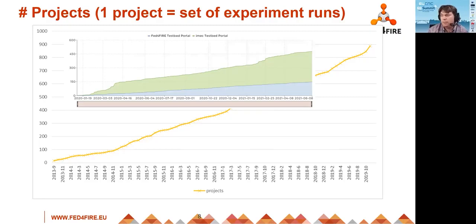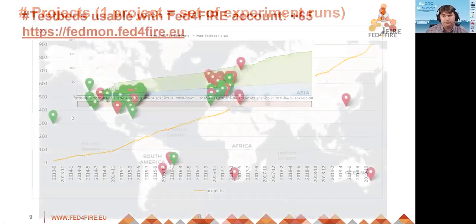And here you see again the two graphs. In the first 6 years, we had about 900 of those projects, and in the last 2 years, we already have about 450, 500 projects. So it gives you an idea of how many of those projects exist and are used there. And of course, a lot of experiments are done in each project. So the Fed4FIRE infrastructure, the testbeds, is really used by a lot of people.